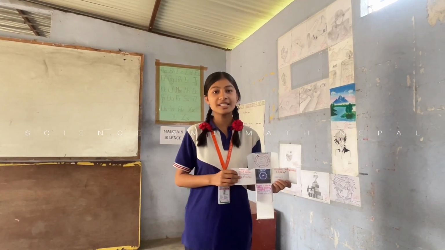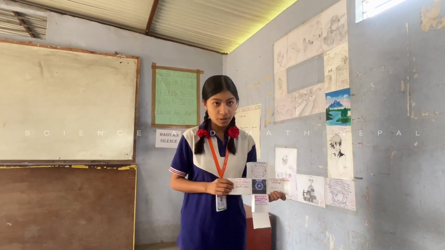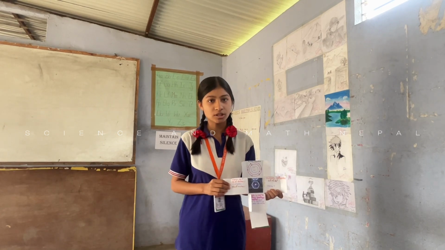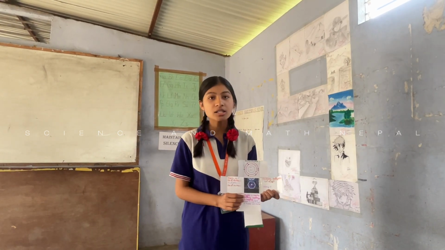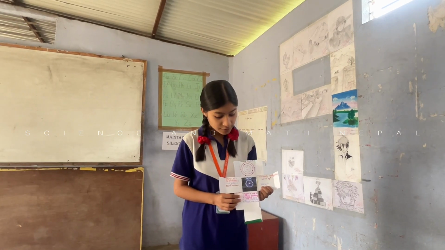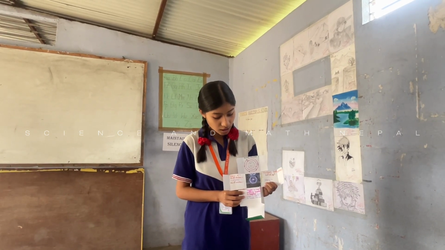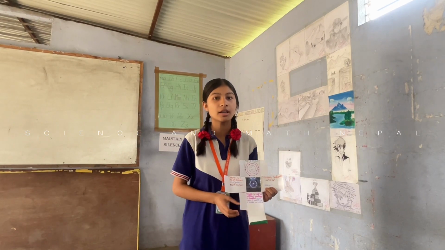Its atomic number is 8. Number of protons is also 8. Number of electrons is also 8. And number of neutrons is also 8. Oxygen is used for artificial breathing in hospitals. Liquid oxygen is used as fuel in rockets, etc.